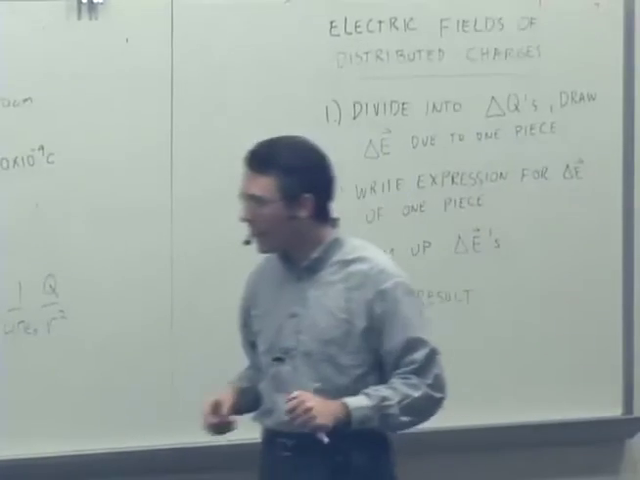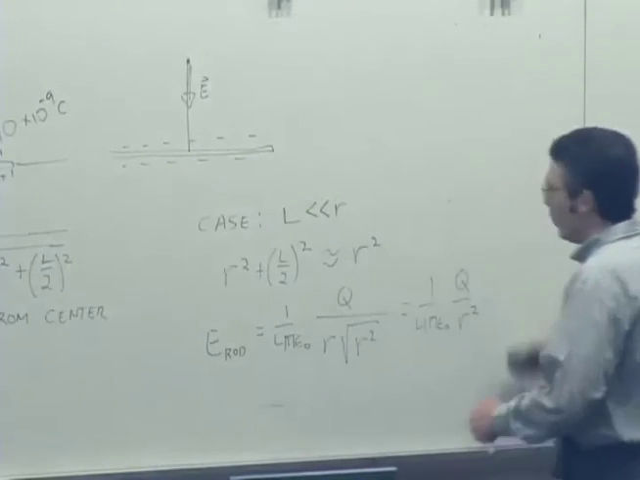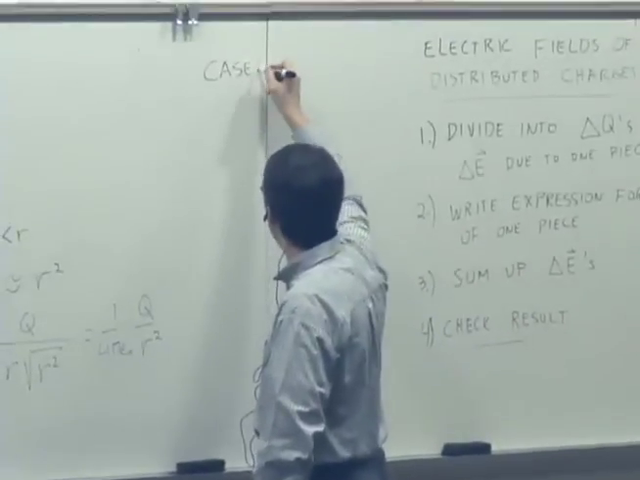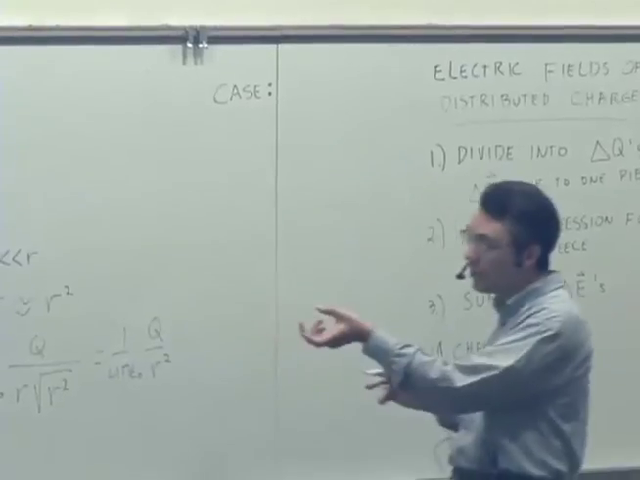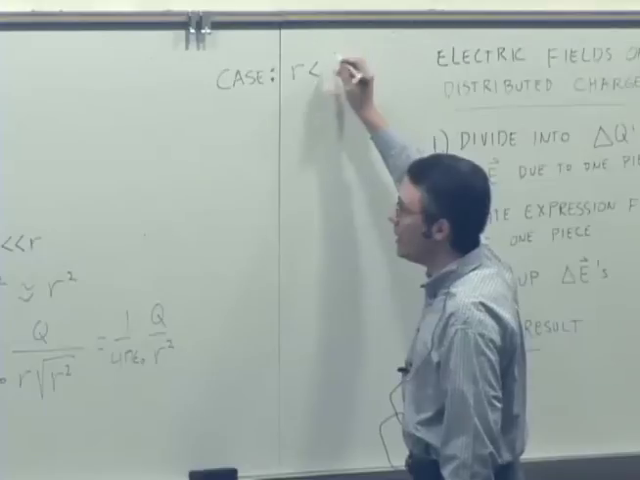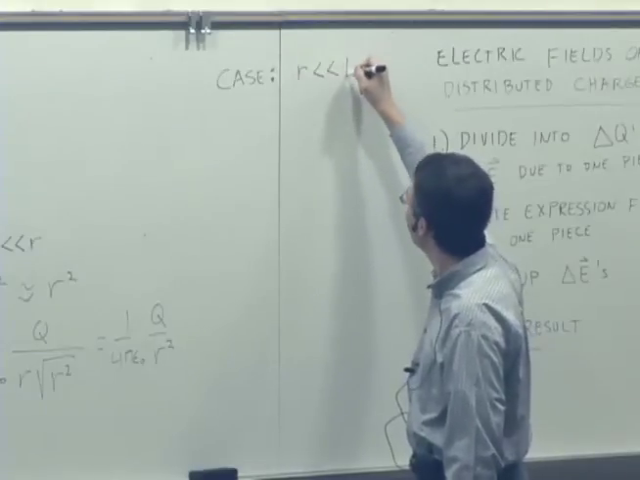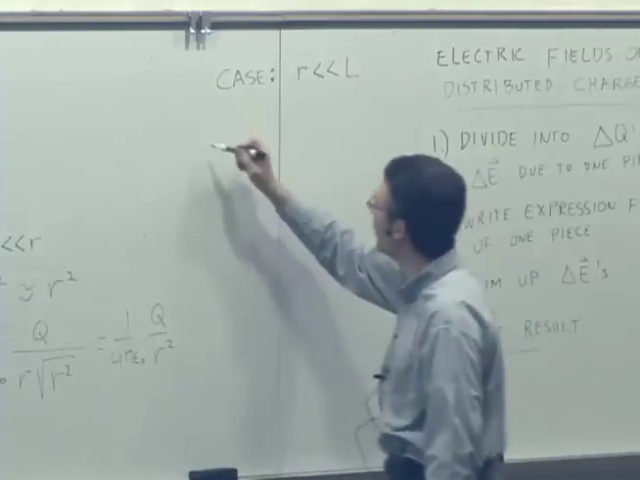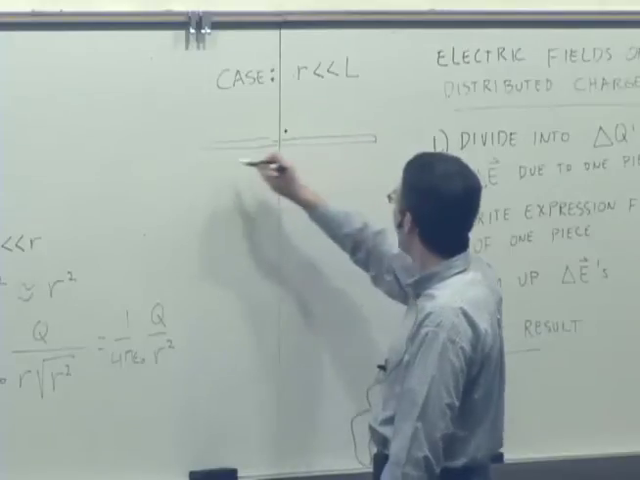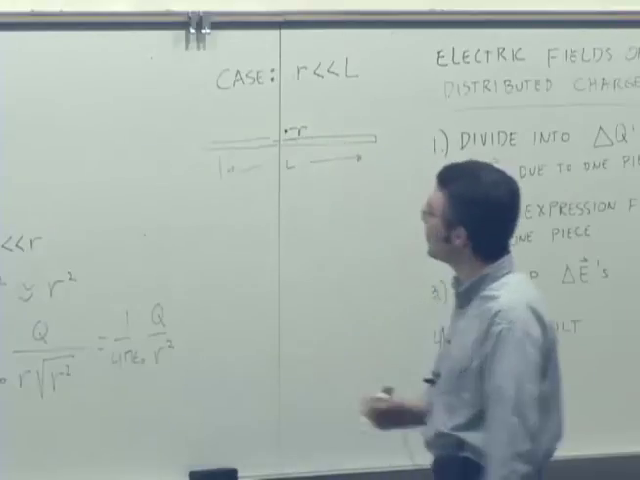There's another special case that we should think about, which is what happens when we have the opposite situation. What happens when our observation location is very close to the rod? In other words, r is much less than L. So imagine a case like this, right? Here's the length of the rod, and that little tiny distance is r.